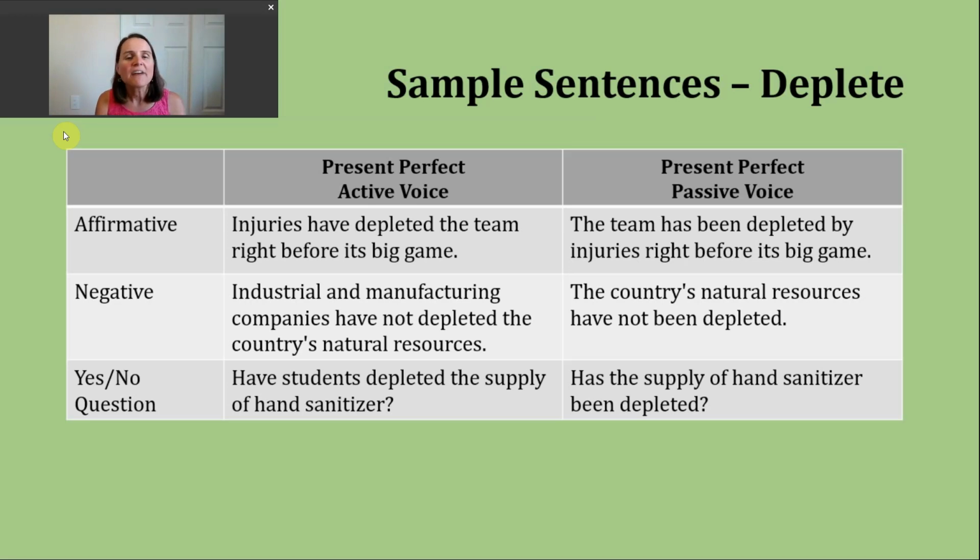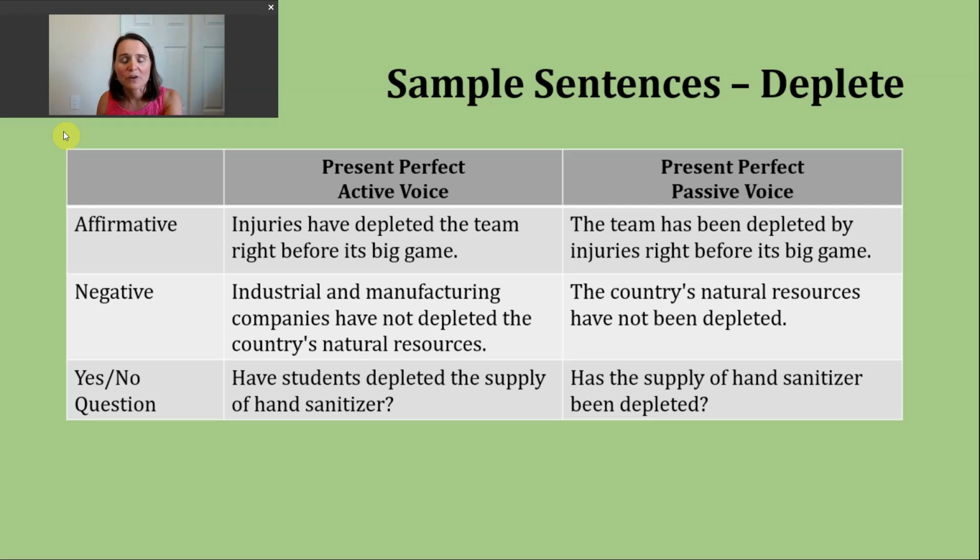Okay? Finally, let's look at making yes or no questions in both active and passive voice. In the active voice, we're going to start with have or has, whichever form matches our subject, which comes next, and then we use the participle form of the verb. An example, have students depleted the supply of hand sanitizer? Right? So here we're asking if students are responsible for that action of using up all the hand sanitizer.